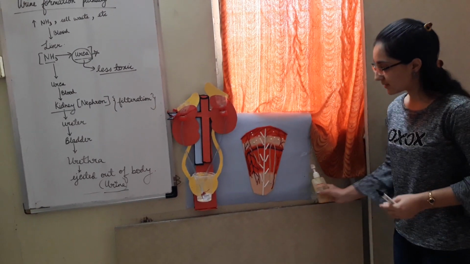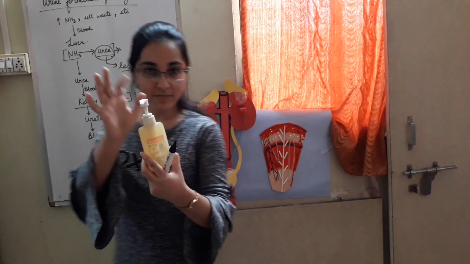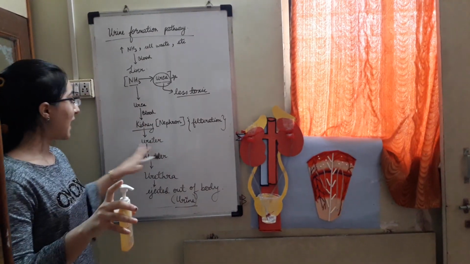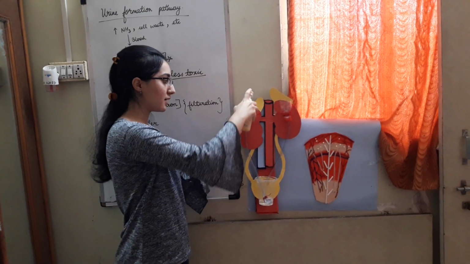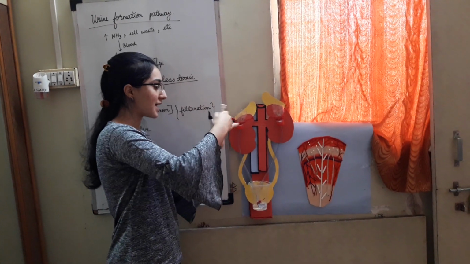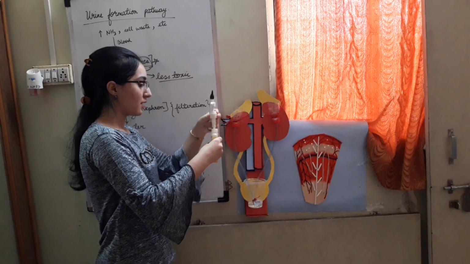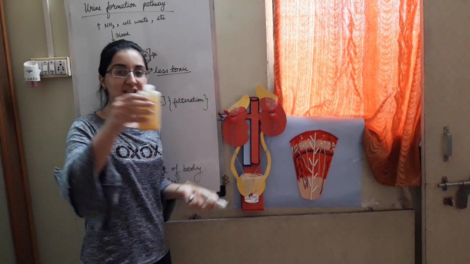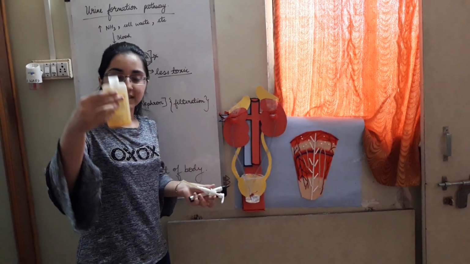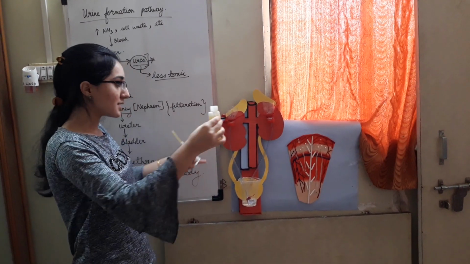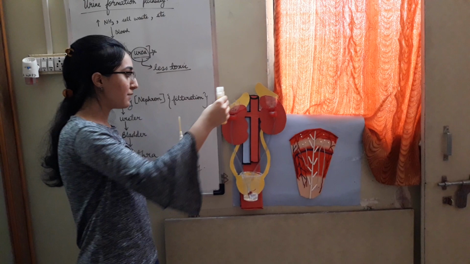So let's see this. Suppose consider this is the urine which has been formed by the filtration. Now see, I'm just adding this over here. As I add this, the filtration has occurred from this kidney. The nephron has given us the filtrate, which is the urine we call.